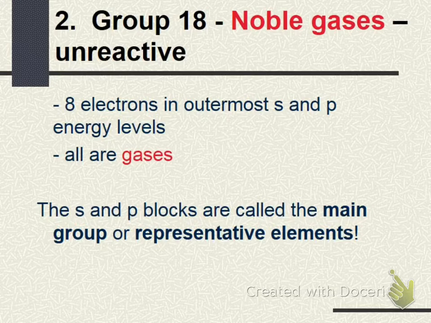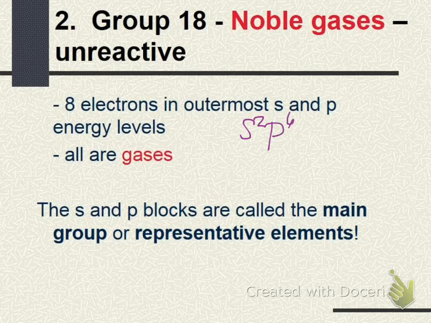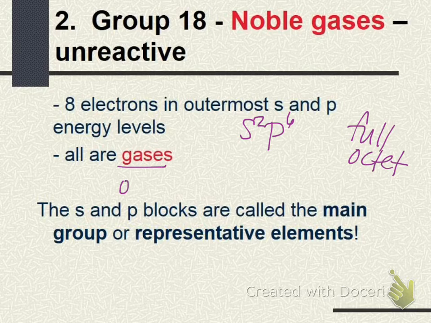That brings us to group 18, which is the noble gases. As we talked about last unit, the s2p6 is their outermost electron configuration, which gives them 8 electrons, because now they have a full octet, and that makes them very, very stable. They are all gases, but they're odorless and colorless also.